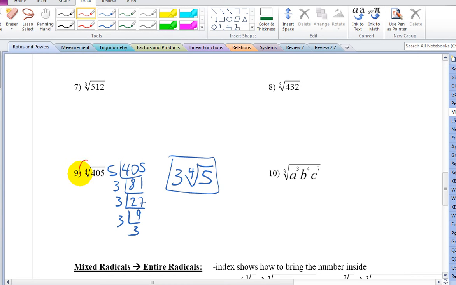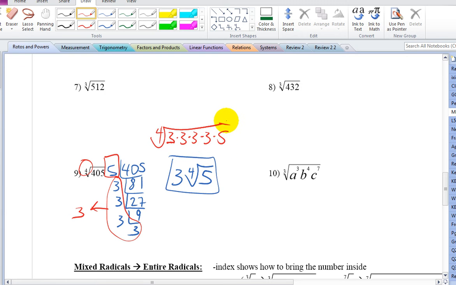I'm looking for, the index is a 4, so I'm looking for groups of 4. So here's a group of 4, allows me to take out a single 3. And the one that's left over is up top, it's a 5. So the 5 stays behind as the root. So technically, really, I should have rewritten this as 3 times 3 times 3 times 3 times 5. And then I can take these 3's out, but the 5 remains. So you're not looking at what numbers inside, you're looking at how many there are.